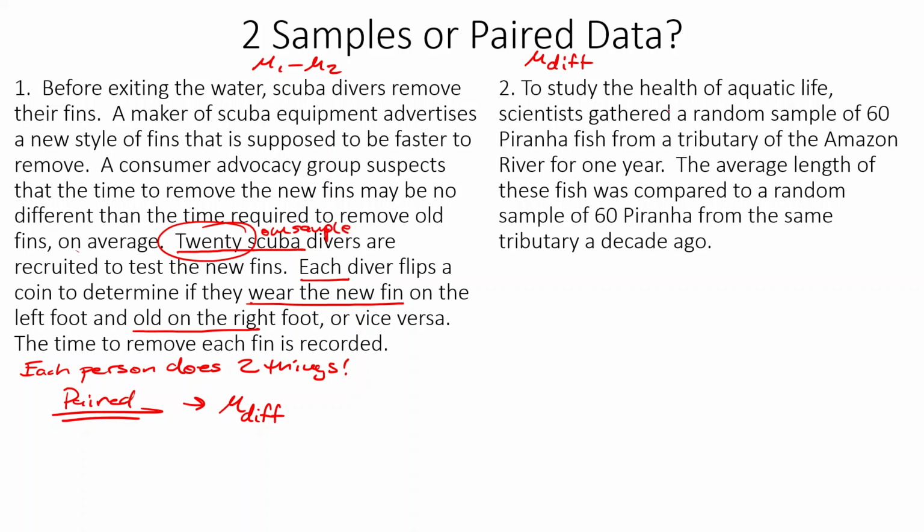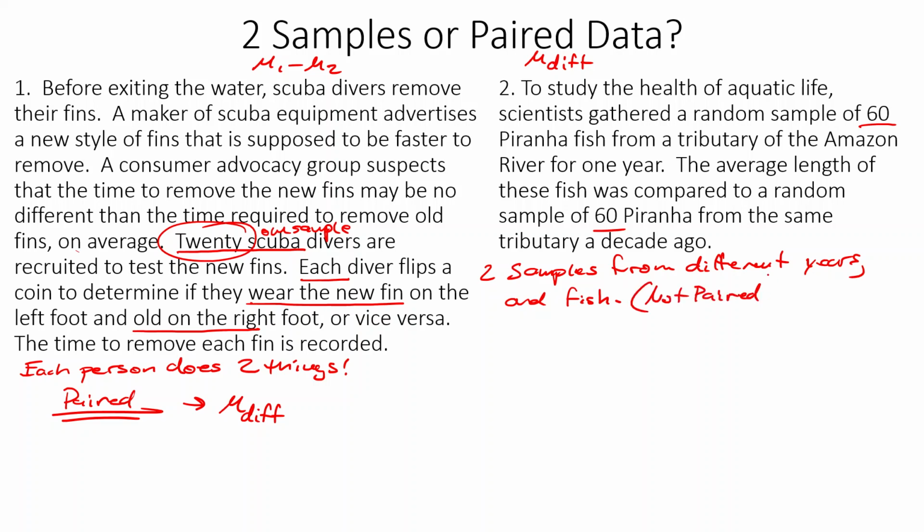All right, if we look at the other one here, so to study the health of aquatic life, scientists gathered a random sample of 60 piranha fish from a tributary of the Amazon River for 1 year. The average length of these fish was compared to a random sample of 60 piranha from the same tributary a decade ago. All right, so we have one sample, two samples. Two samples from different years and different fish, likely different fish. So this is not paired. So we're not checking the same fish twice as far as we know.